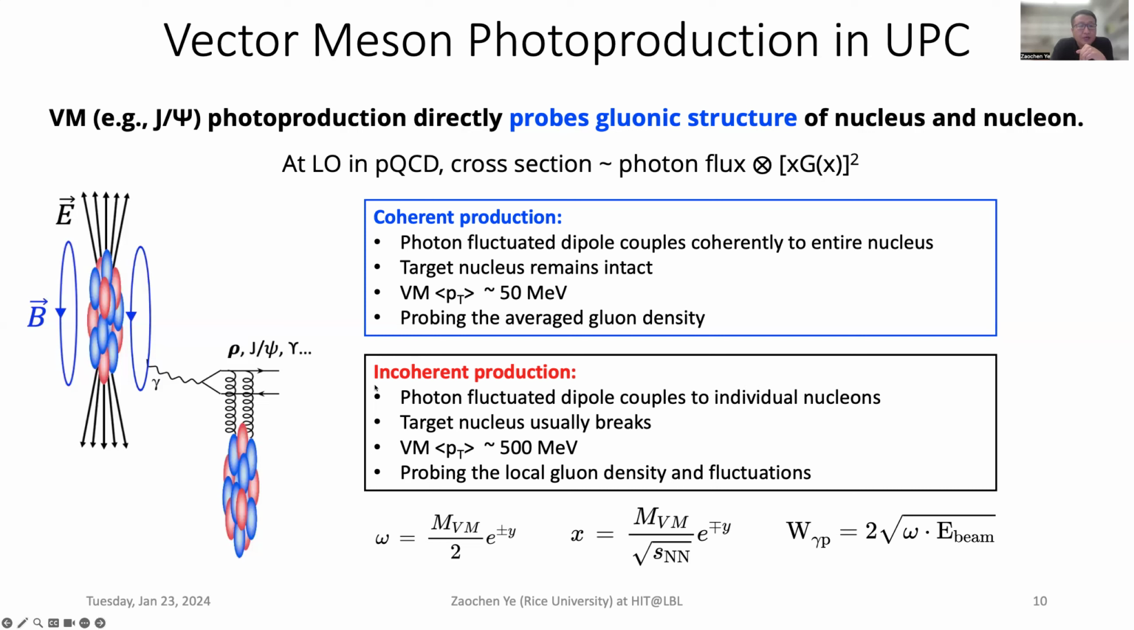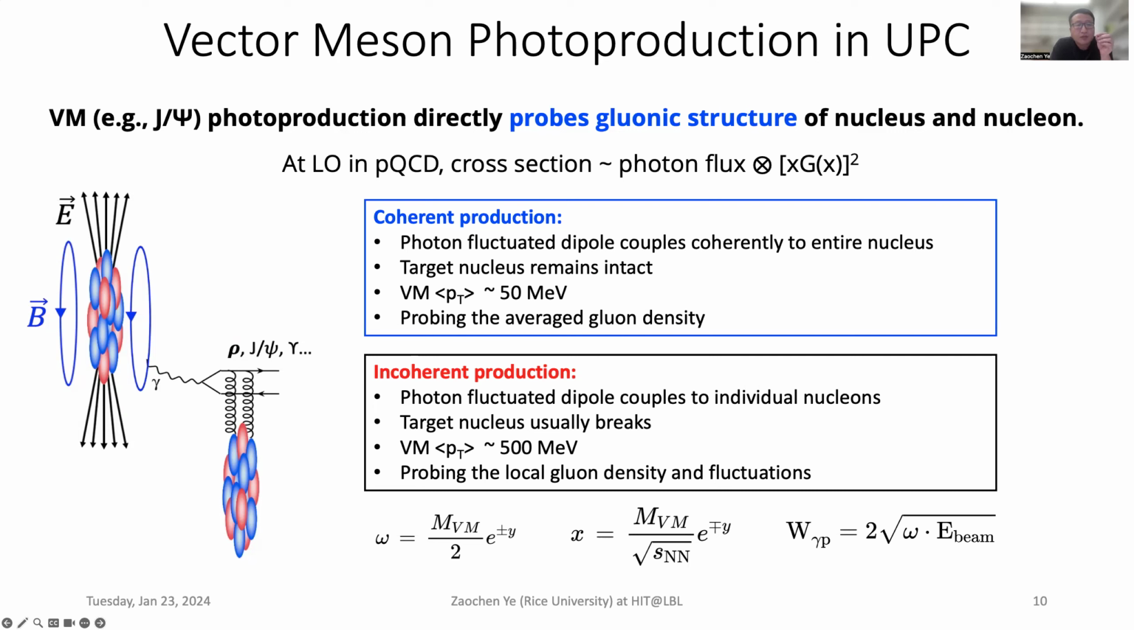And the incoherent production is where the photon-fluctuated dipole interacts with the individual nucleons. In coherent production, after the interaction, the target nucleus usually remains intact, and the produced vector meson usually has very low pT, about a few tens of MeV. This process probes the average gluon density across the entire nucleus.